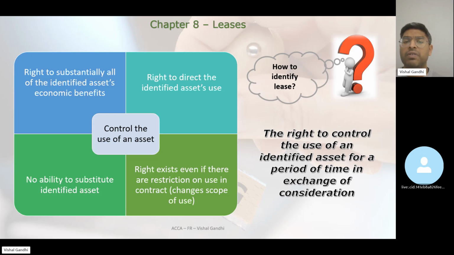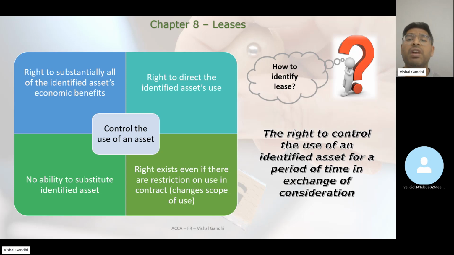So whatever are the benefits from that asset for the period of lease, lessee should be getting all those benefits. Lessee has a right to get all those benefits. Be it a machinery, then whatever production happens from that machinery, lessee will sell those products. If it is a ship, whatever transportation income happens from that ship during the lease period, lessee should get that income. So all the rights of substantially all of identified asset's economic benefits.